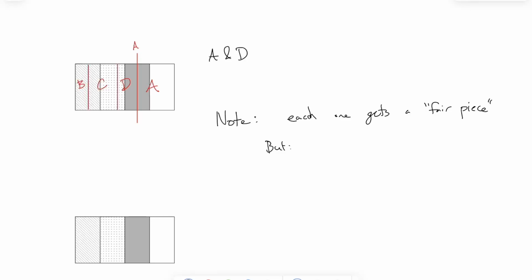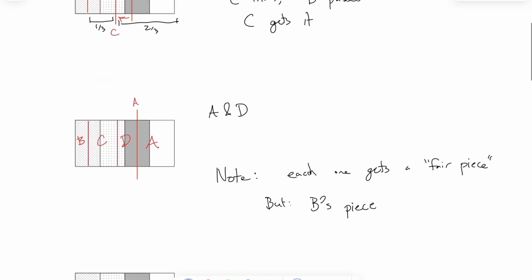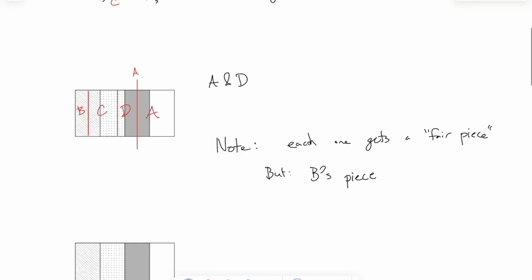Sorry, yes, okay, but notice B's piece. Remember what B likes? B likes the stripes and the dots. B's piece actually is worse than C's piece in B's opinion. This is something that you might not notice unless you were looking carefully, but check it out.